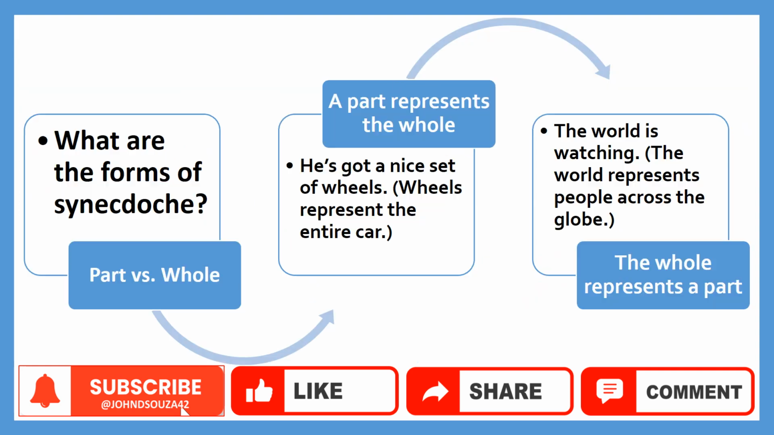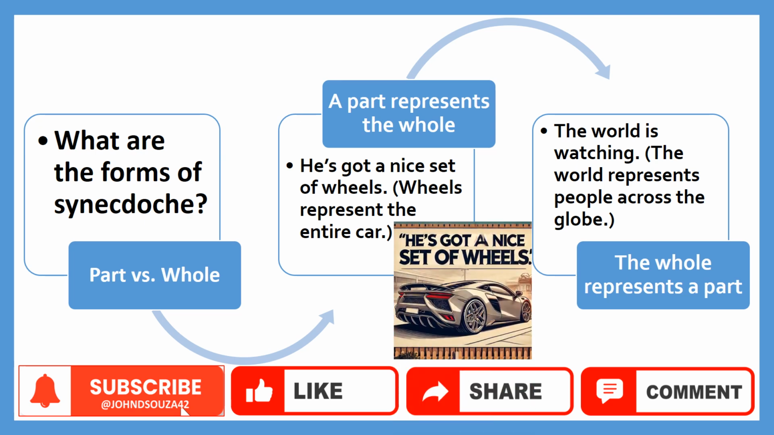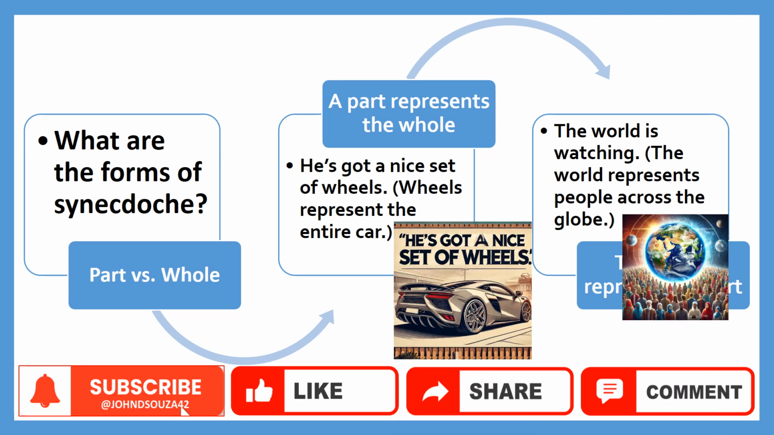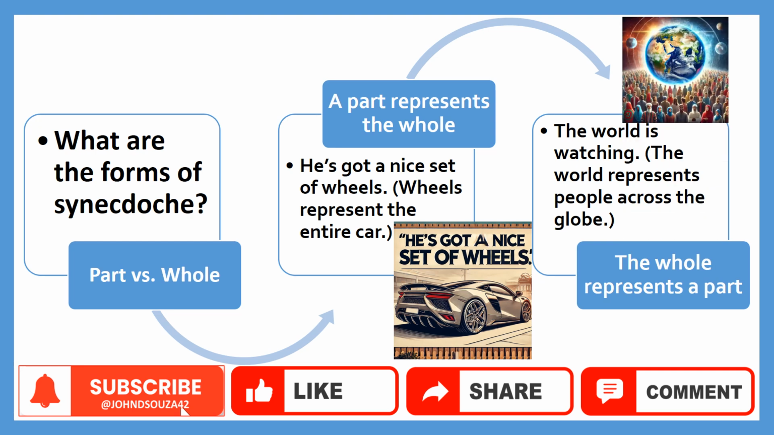What are the forms of synecdoche? Synecdoche has 2 forms. A part representing the whole, example, wheels are for a car, and a whole representing a part, for example, the world for its people.